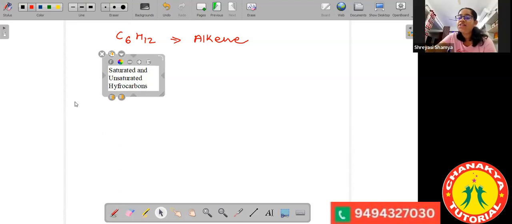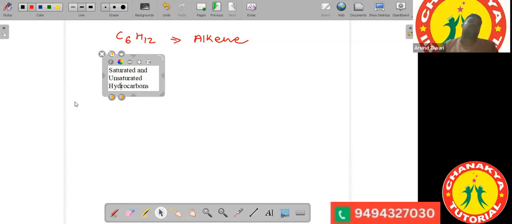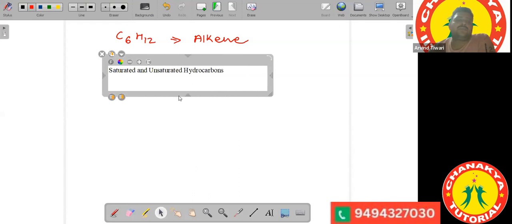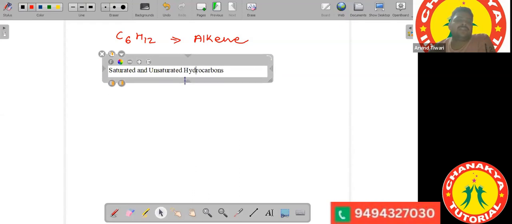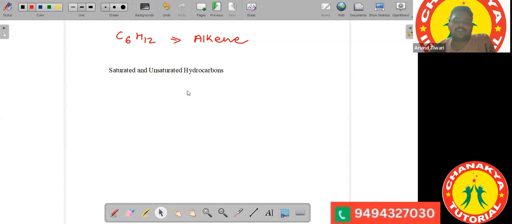Sir, not according to this, sir, but can we say it is like pure and impure, sir? No, not pure and impure. Saturated means something where there is no space. All the spaces are fulfilled. We call them as saturated ones. Okay, like we have seen the saturated solution. So what is a saturated solution?